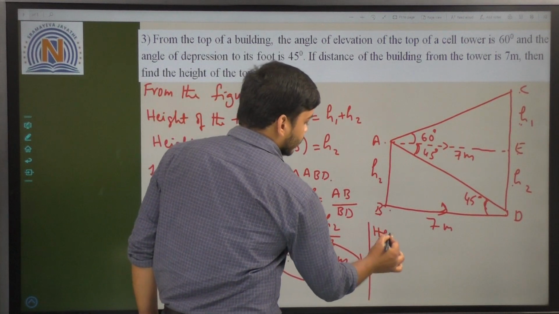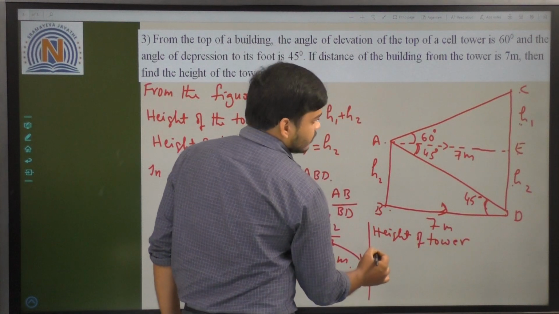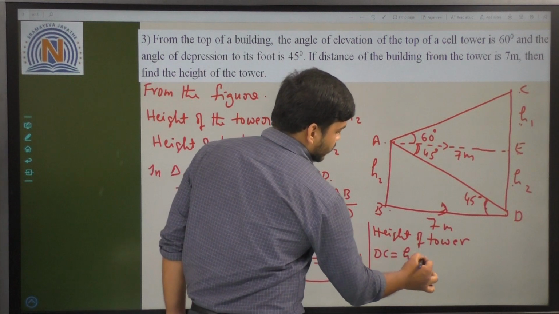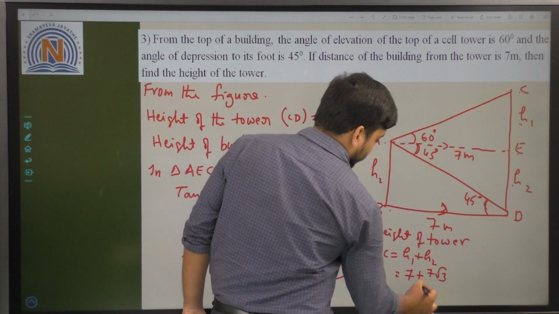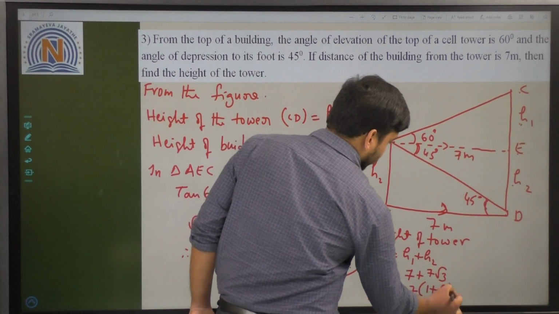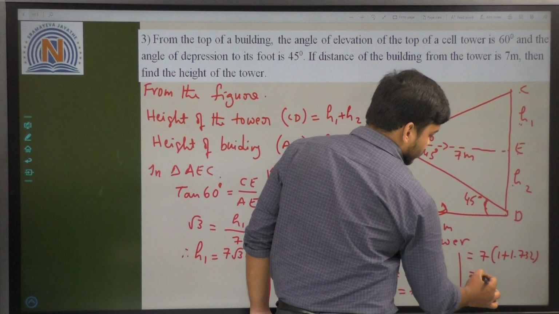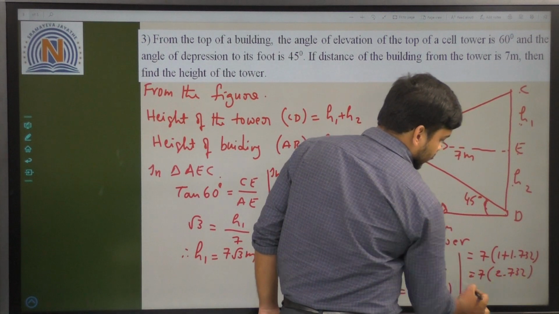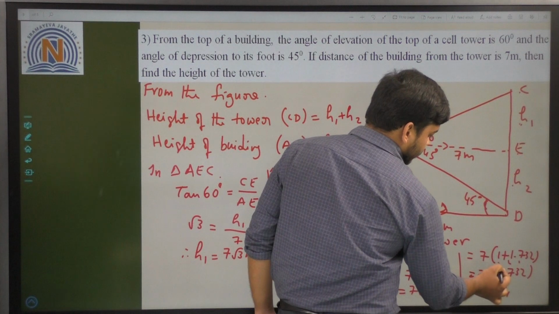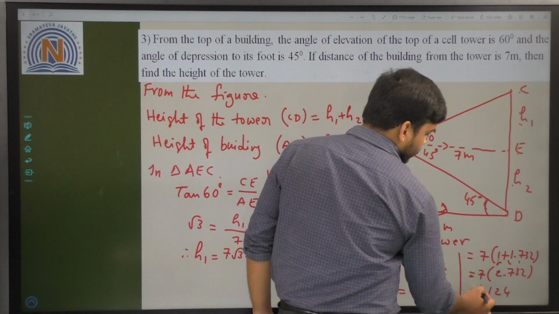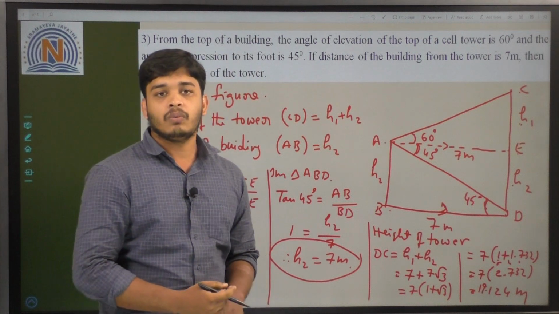We need to calculate the height of the tower, that is DC, which is equal to H1 plus H2. That is 7 root 3 plus 7. Take 7 as common, then 1 plus root 3, which is equal to 7 times (1 plus root 3). The value of root 3 is 1.732, so it is 7 into 2.732, which is 19.124 meters. The height of the cell tower is 19.124 meters.